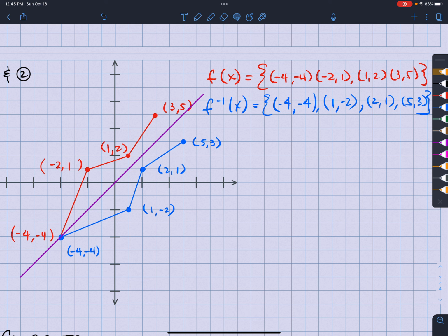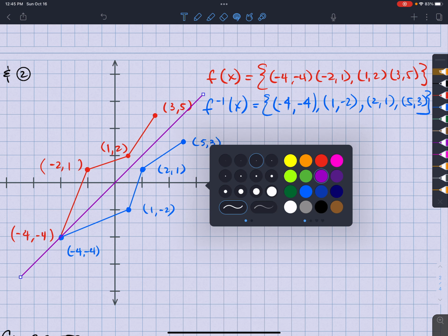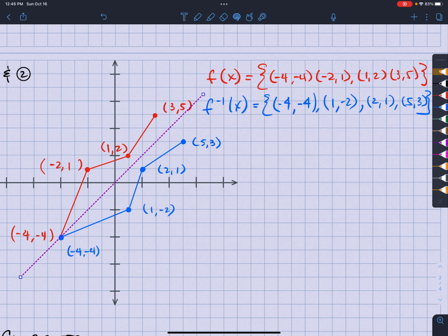So this way you guys can always see, hey, did I do it right? Does it look correct, right? This line right here is called the y is equal to x, right? Y-intercept of 0, slope of 1. So if you look at it, these are mirror images of each other, of each of those points, right?